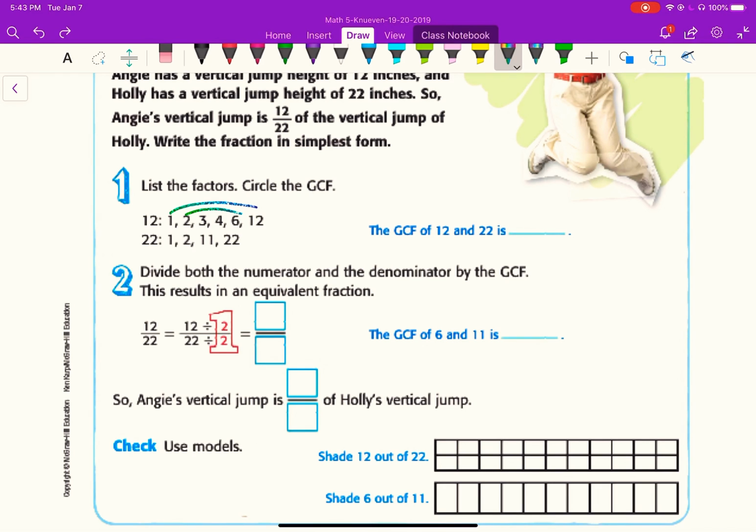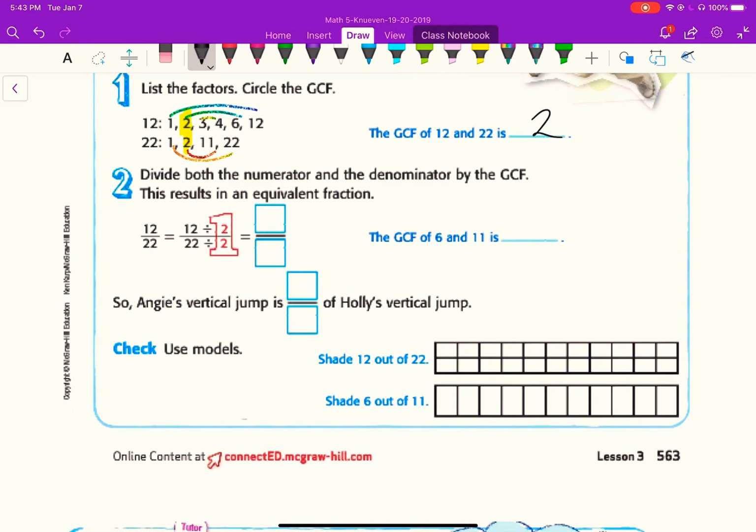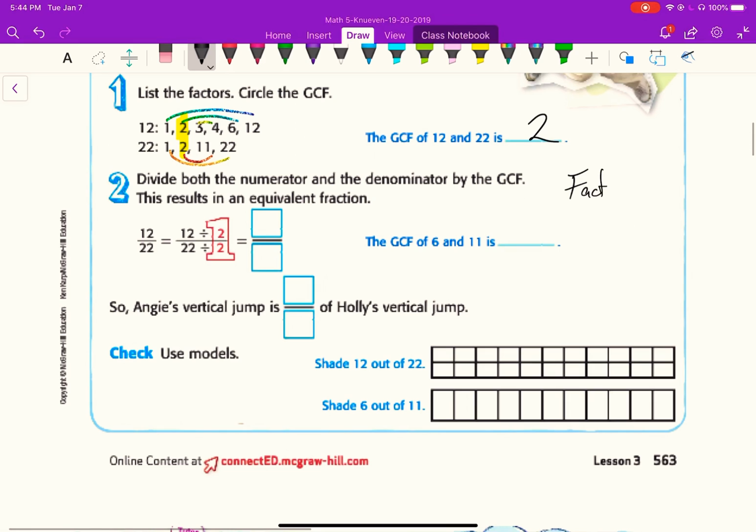That 1 and 12 make 12, 2 and 6, 3 and 4 make 12, just like 1 and 22, and 2 and 11. So we need to identify what the greatest common factor is. Well, they share a 1, but 2 is the greatest one. So the greatest common factor of 12 and 22 is 2. So now we need to factor that out. Factoring out, we talked about this, and we are going to divide each one of those by 2. So 12 divided by 2 is 6. 22 divided by 2 is 11.